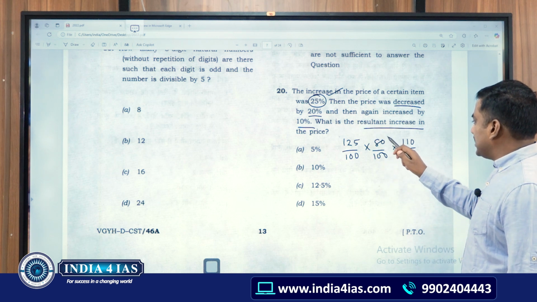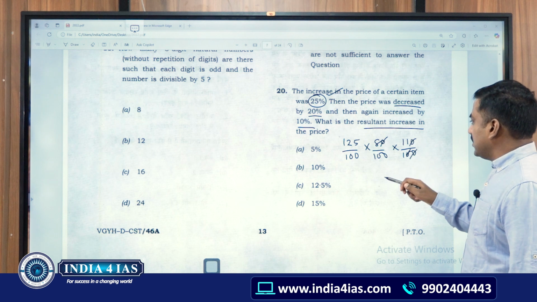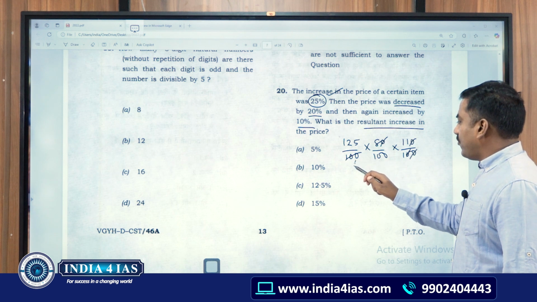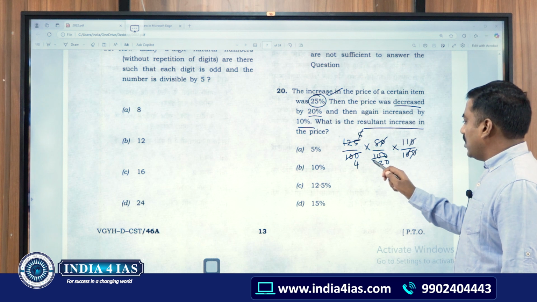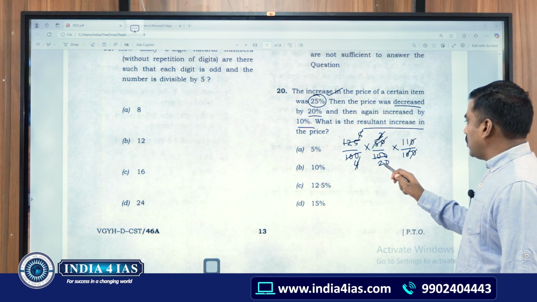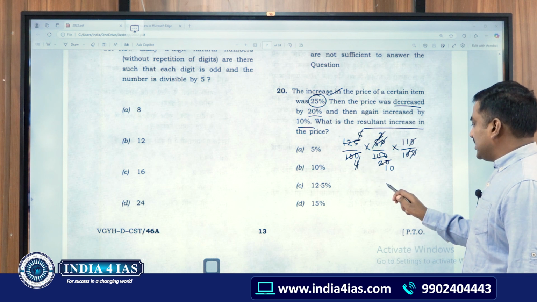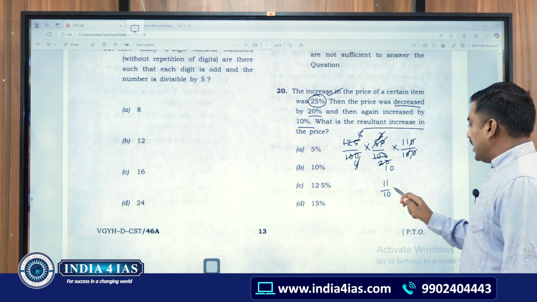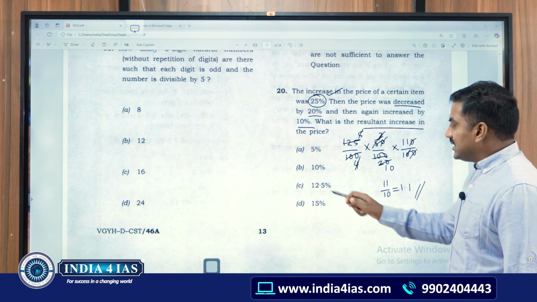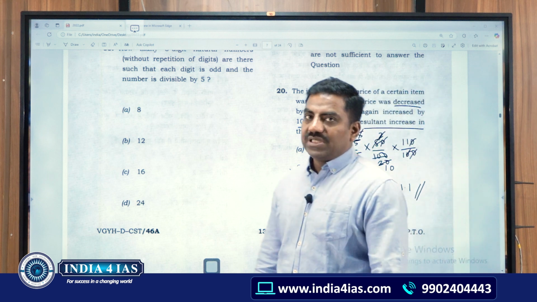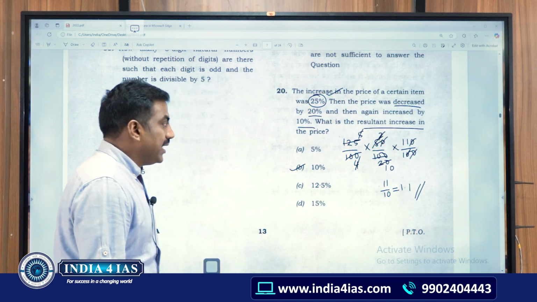We'll try to cancel the zeros. Then 25 4s and 25 5s, 5 1s, 5 20s, 4 1s, 4 2s, 2 1s, 2 10s. So basically this is 11 by 10. 11 by 10 is nothing but 1.1. That means still it is increasing by 10%.